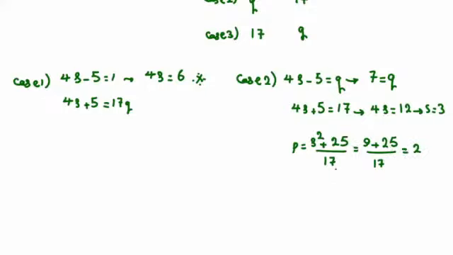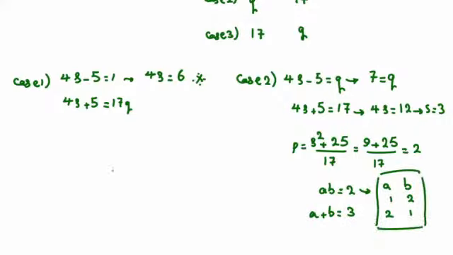So the product is 2 and the sum is 3. So ab is 2 and a plus b is 3. Because a and b are positive integers, one of them is 1 and one of them is 2: (1, 2) or (2, 1), and it satisfies the sum. So it is exactly the case that we found. I again drew a rectangle around this.